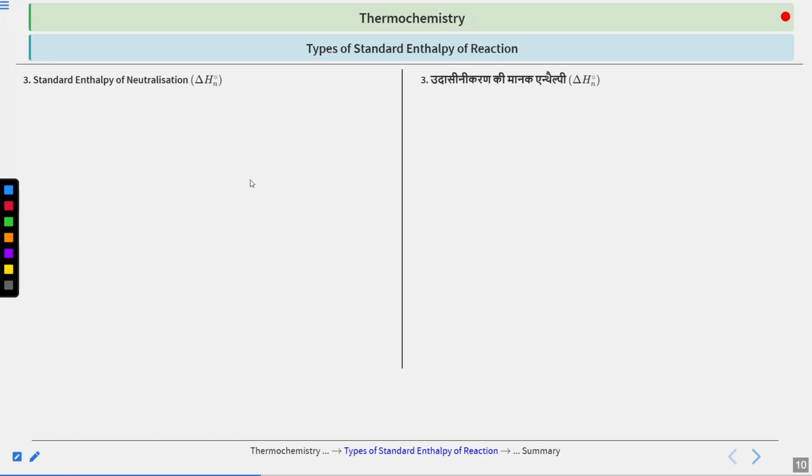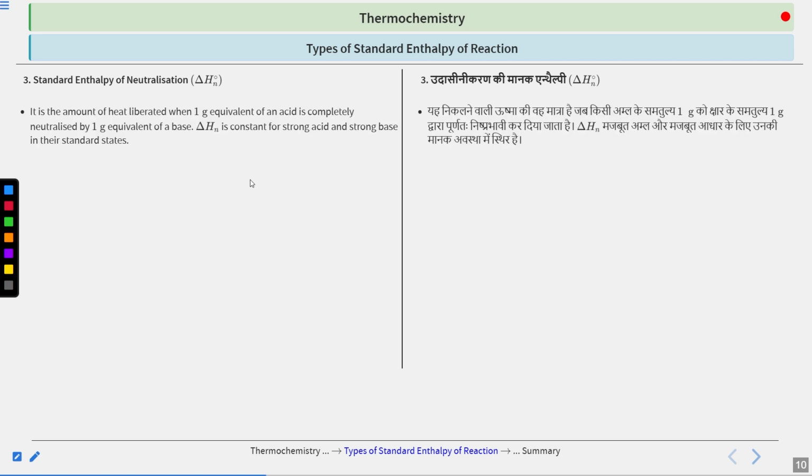Next we have enthalpy of neutralization. It is very clear from the terminology that we are talking about neutralization. So whose neutralization? It is the neutralization of 1 gram equivalent of an acid by 1 gram equivalent of a base. It is that enthalpy change, and it is represented by delta HN, where you should remember that its value is always fixed for strong acid and strong base.